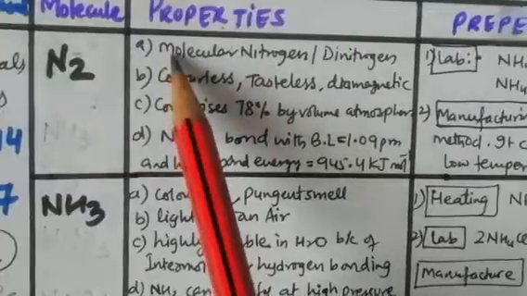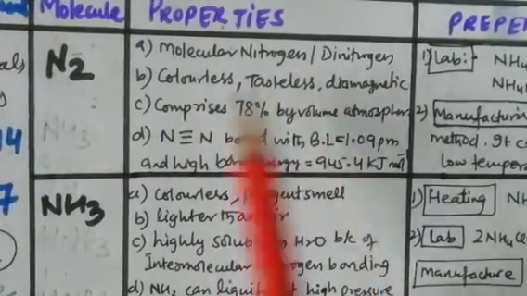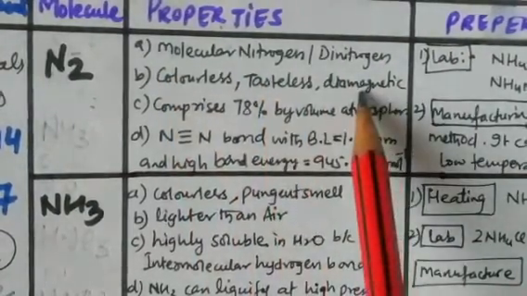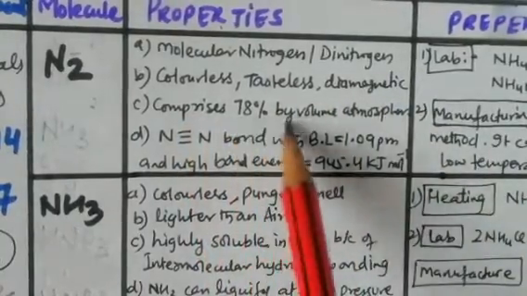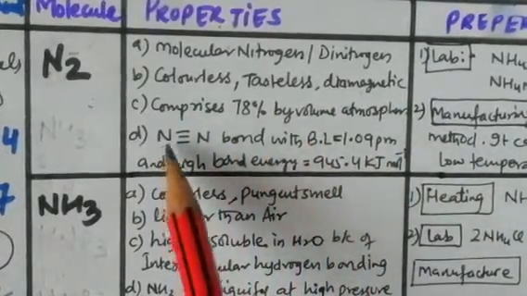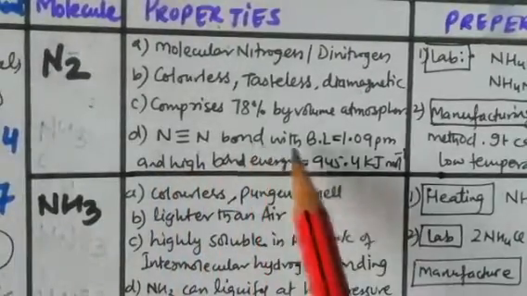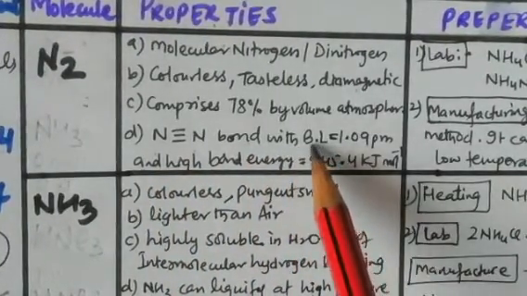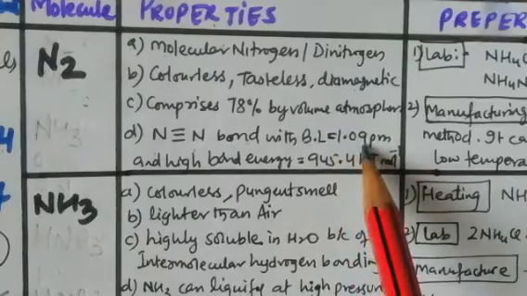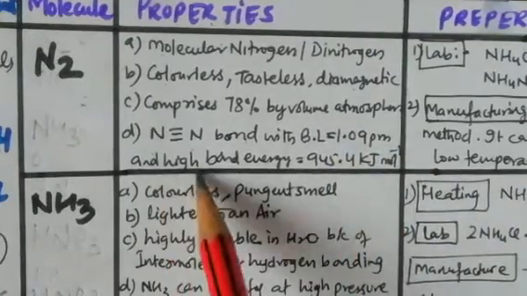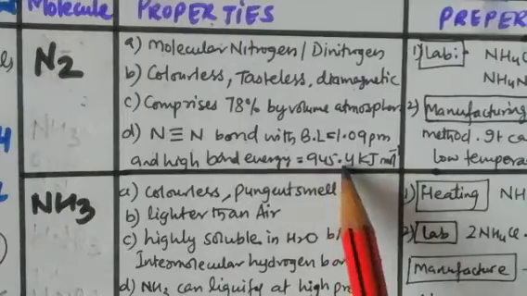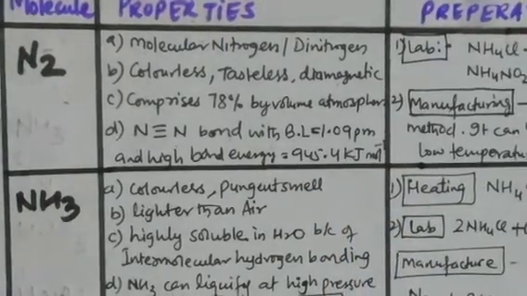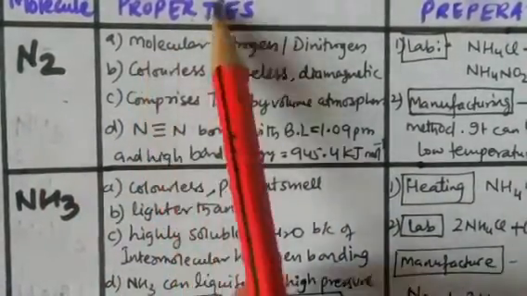So let me zoom it a little bit. We will talk about the properties of nitrogen. Molecular nitrogen, or dinitrogen, is a colorless, tasteless and diamagnetic gas. It comprises 78% by volume of the atmosphere, whereas N triple bond N has a bond length of 1.09 Å and a high bond energy of 945.4 kJ mol⁻¹. So these are the properties of N2.